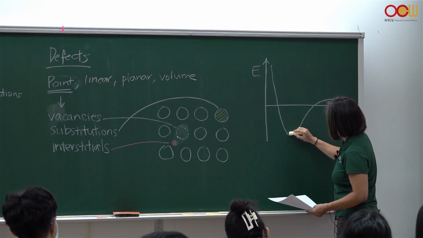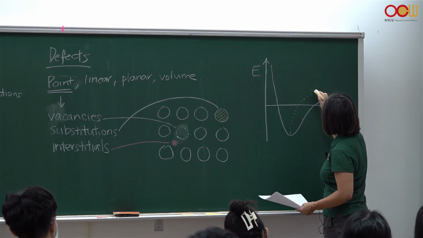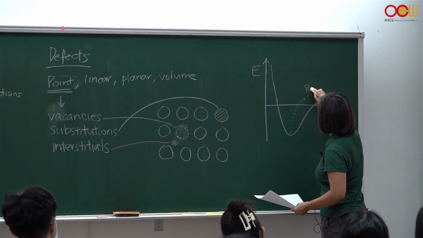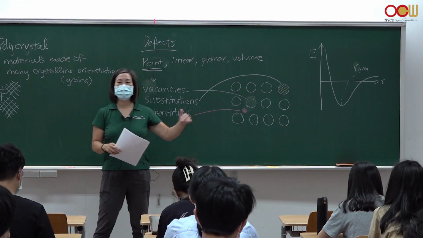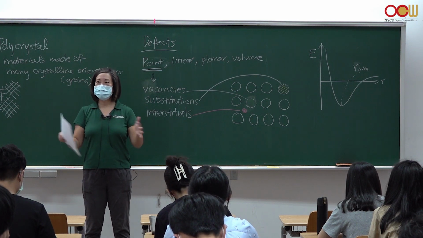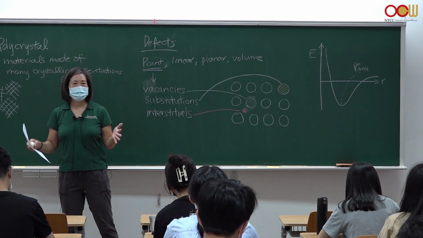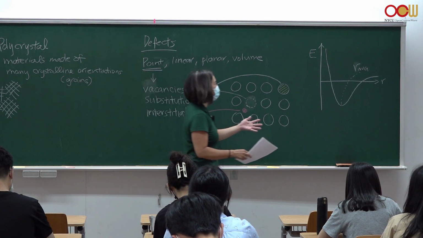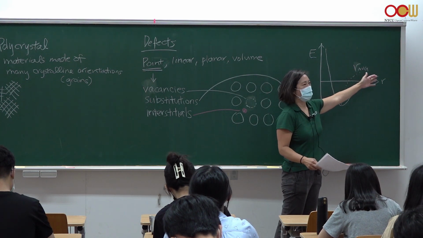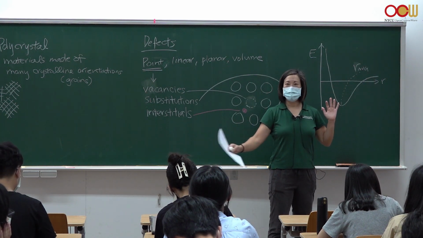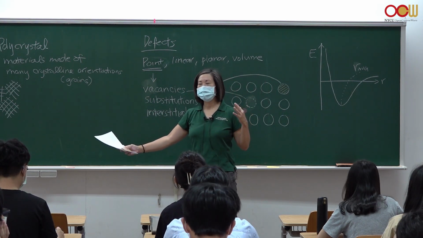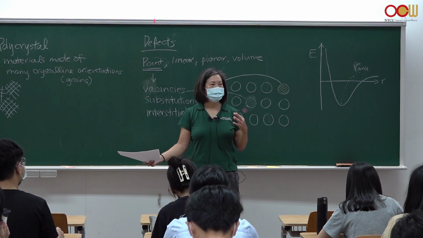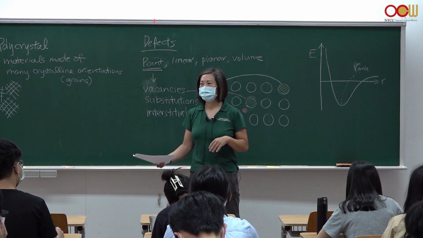Okay, and we know that our average bond length. Okay, so as you increase the energy of the system, the atoms vibrate. And if you give it enough energy, some of the atoms are going to have a long enough bond distance where they're no longer interacting with each other. And so that atom can escape.